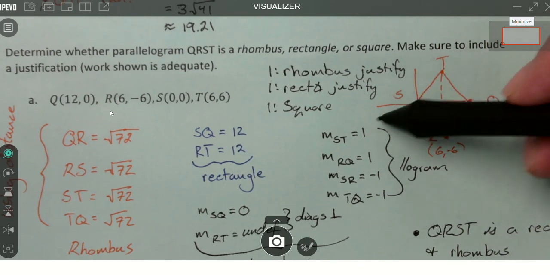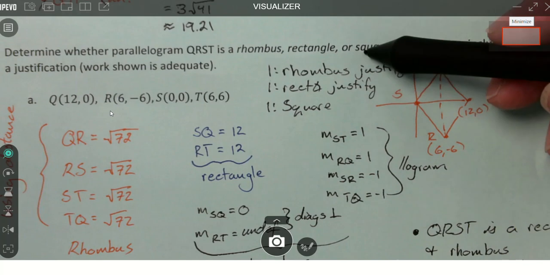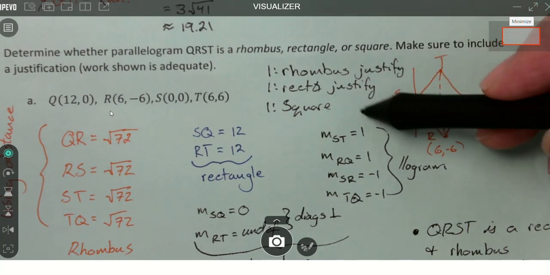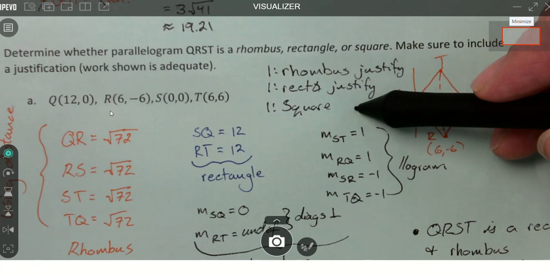If, and this is me being super kind, if you didn't do either of those, and you're already thinking, oh, crap. As long as you said it's a square at the end, even if you didn't show me the justifications, I'm going to be super kind and give you a point.